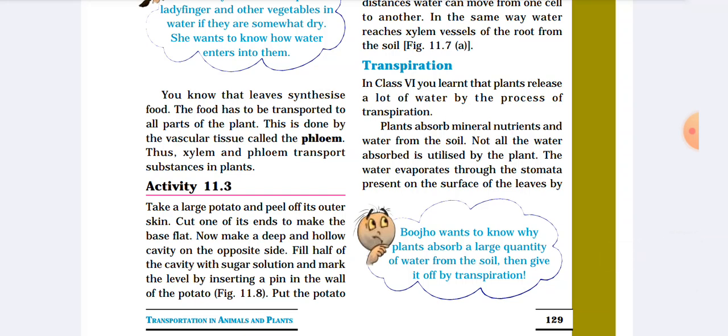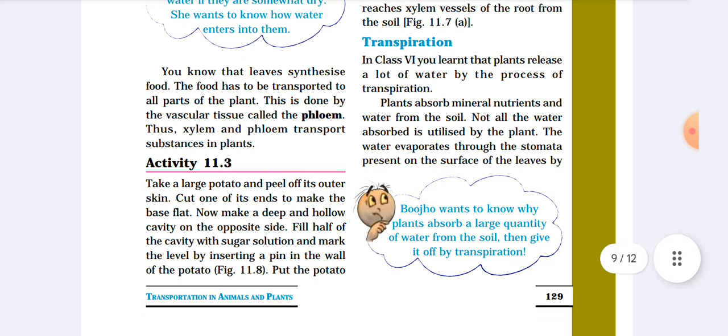Now, what is transpiration? In class 6, you have learned that plants release a lot of water by the process of transpiration. Where does this water come from? This is the excess water that is absorbed by the roots in the plants, and this is released by the pores present in the leaves called the stomata.